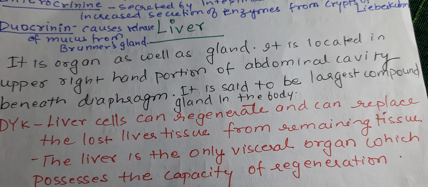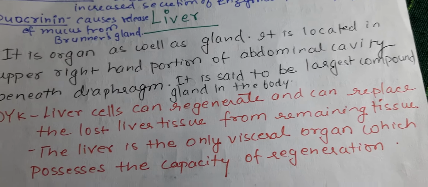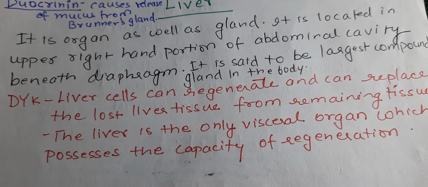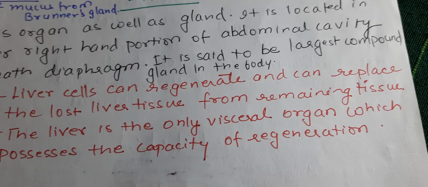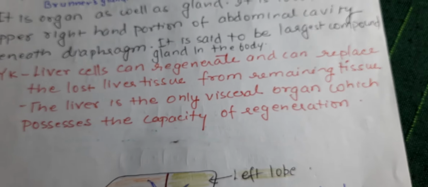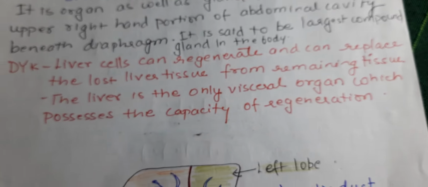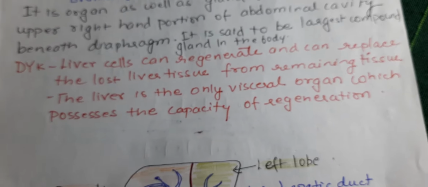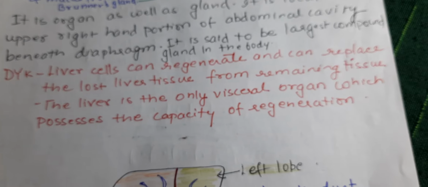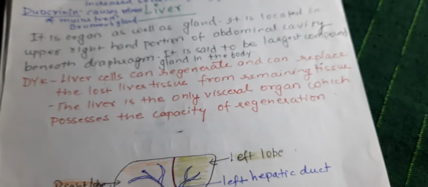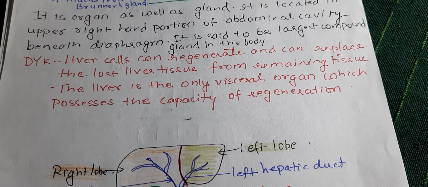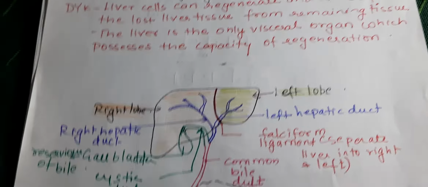It is located in the upper right hand portion of the abdominal cavity beneath the diaphragm, and it is said to be the largest compound gland in the body. Liver cells can regenerate and can replace the lost liver tissue from the remaining tissue. The liver is the only visceral organ which possesses the capacity of regeneration. So this is one of the interesting facts about the liver.